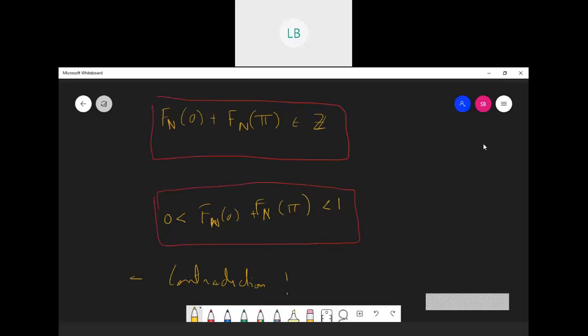The point is, no integer can lie between 0 and 1. Thus, this is a contradiction. And thus, we can say our initial assumption, that pi is rational, was wrong. So we are done.